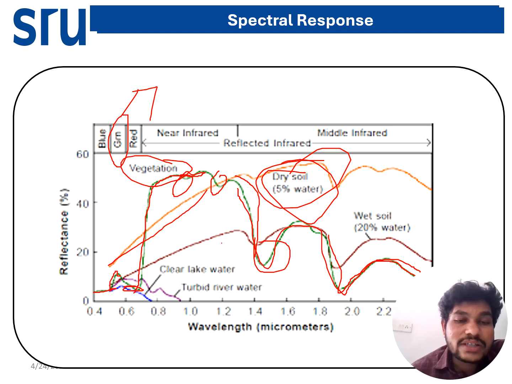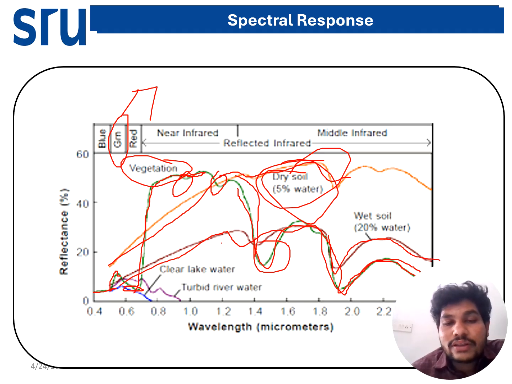The reflection is high and it's increasing. But in a wet soil, the reflection is small compared to dry soil because of the presence of moisture along all wavelengths. The reflection is less compared to dry soil because absorption of the radiation is more.